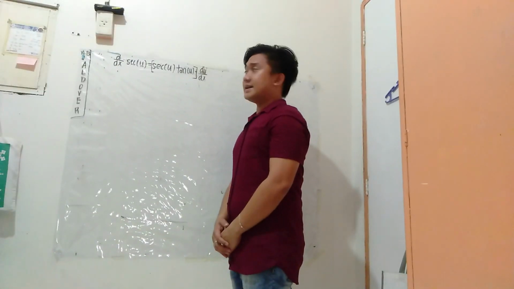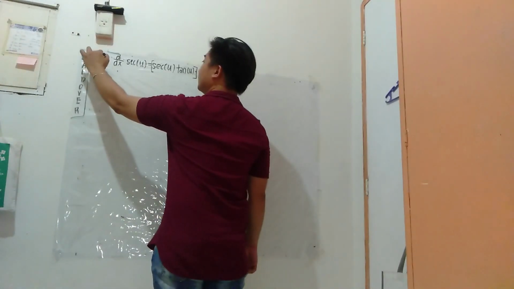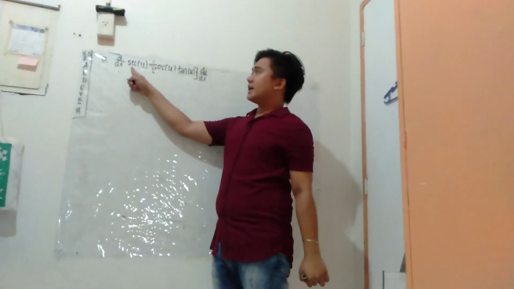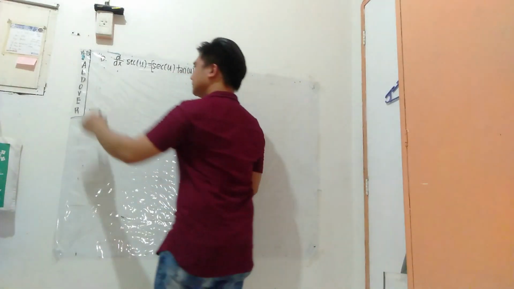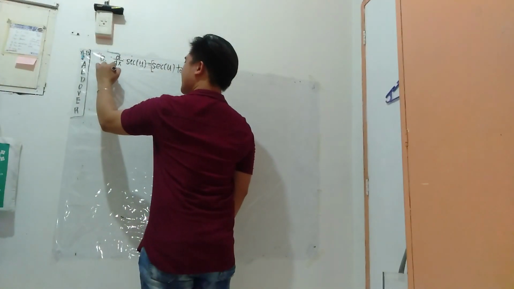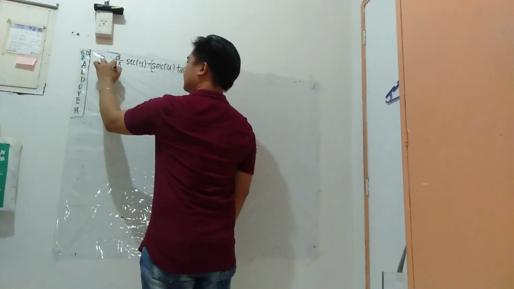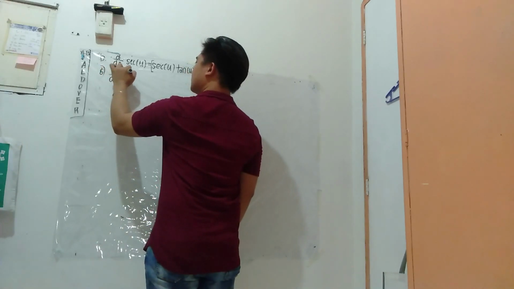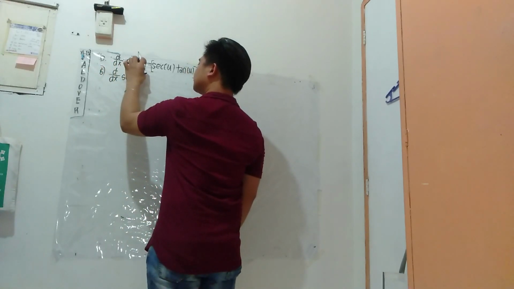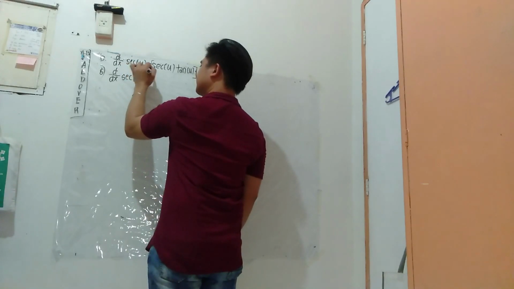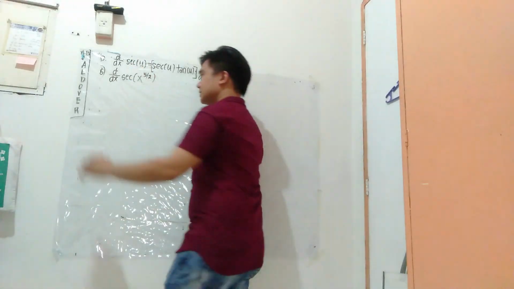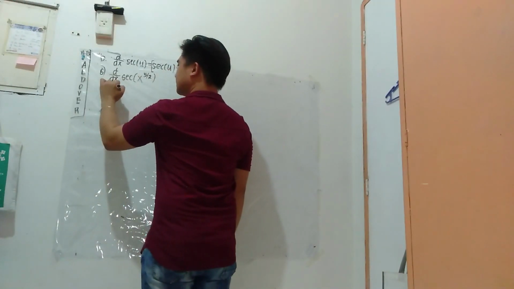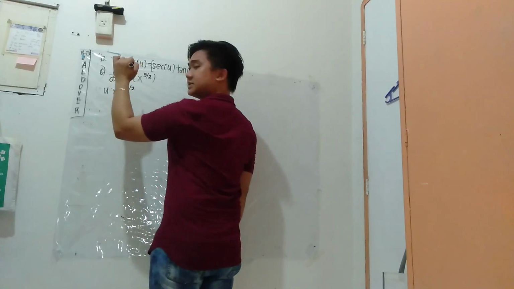So, the next formula is for the secant of u. Okay? So, the derivative of secant of u is sec u tan u times du dx. So, example, what if we have the derivative of secant of x raised to 5 halves? Okay, again, ito, pagmukhain mong ganito. So, u is equals to x raised to 5 halves.